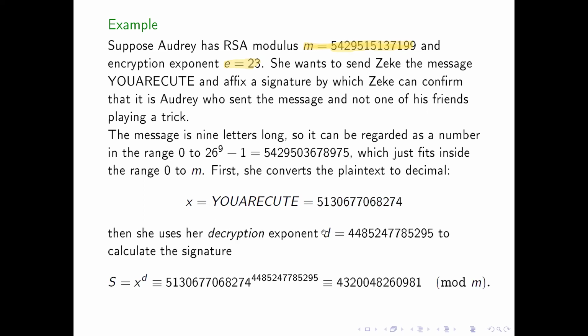She then uses her decryption signature, which ironically, if E is 23, the decryption exponent for this whole nasty thing is this value down here. So this thing right here is her decryption power. So she takes this message, she raises it to her decryption power, mod her N, and she's going to send this to Zeke. So she's going to send this signature, just the number, not the mod M, just the signature. And she's going to send this number right here to Zeke.